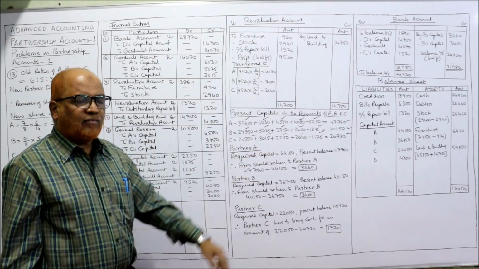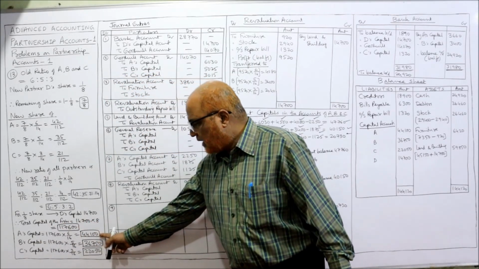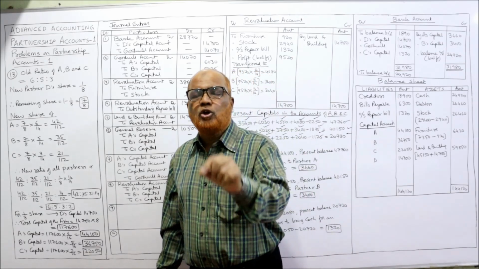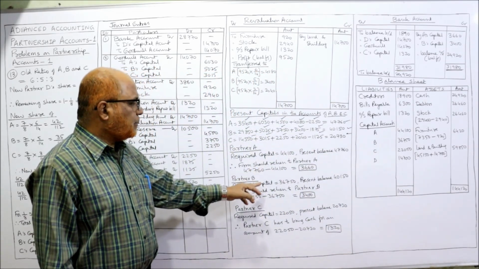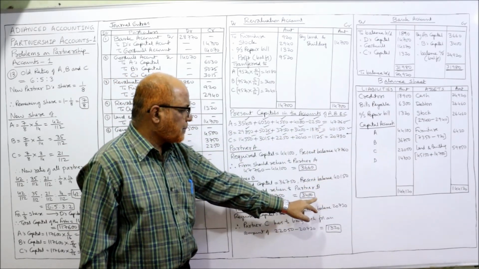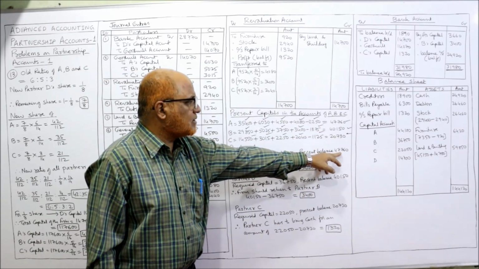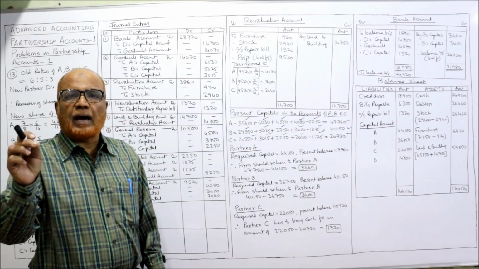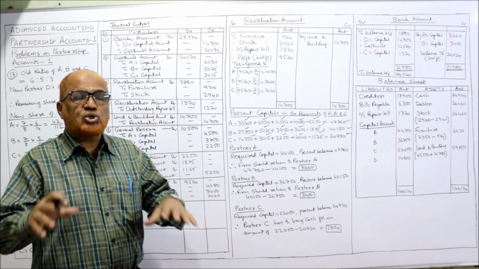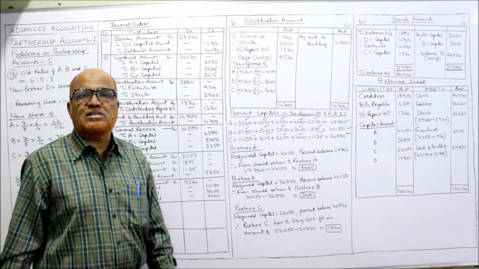Required capital is 44,100. Here we have calculated. A's capital should be 44,100 according to the new profit sharing ratio. But presently, how much capital is he having? 47,760. So his capital should be 44,100, but his capital account is showing 47,760.